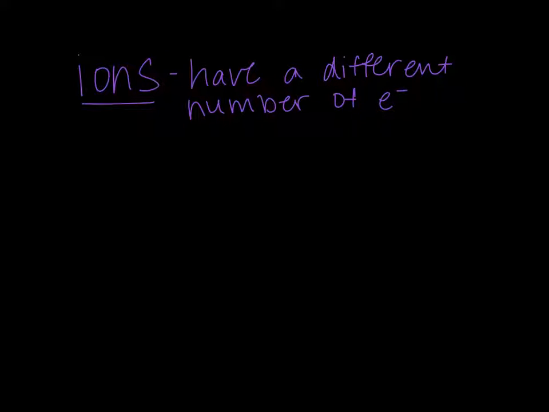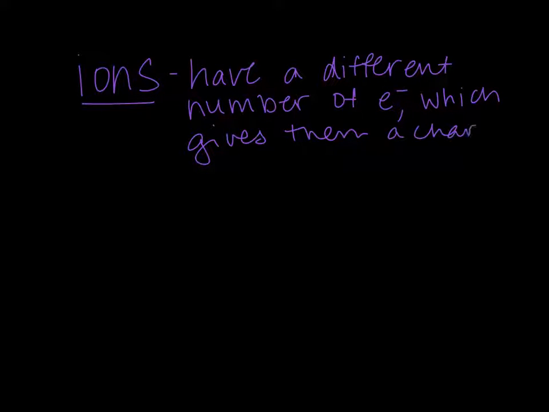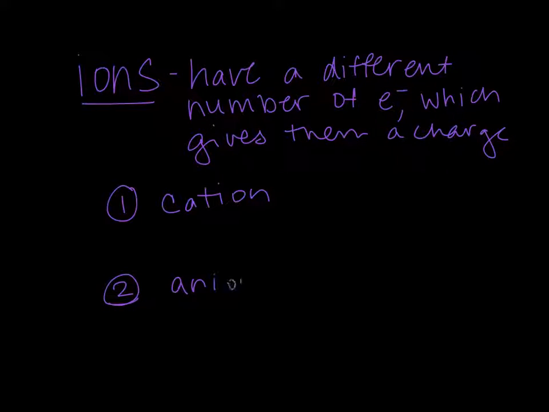And so that makes them charged. All right, and there's two types. First one is a cation, and the second one is an anion. And the cation is positively charged, and the anion is negatively charged.